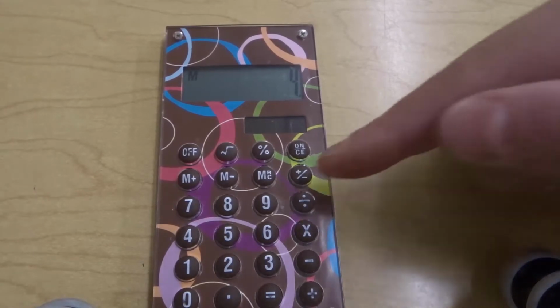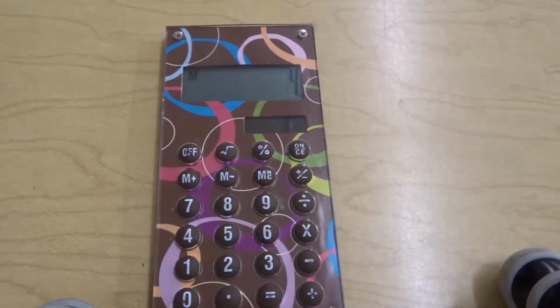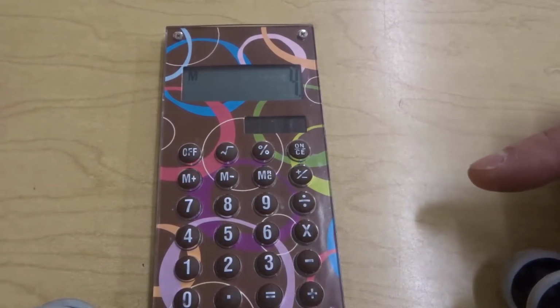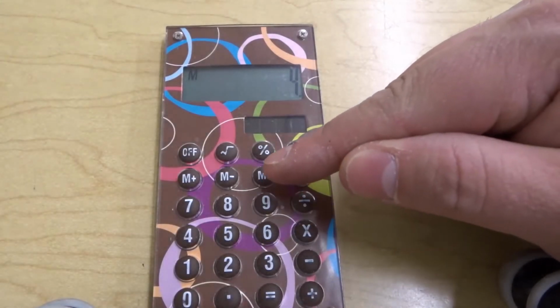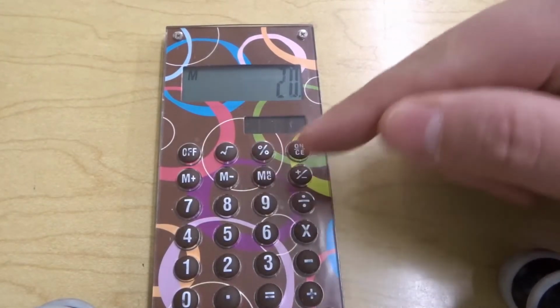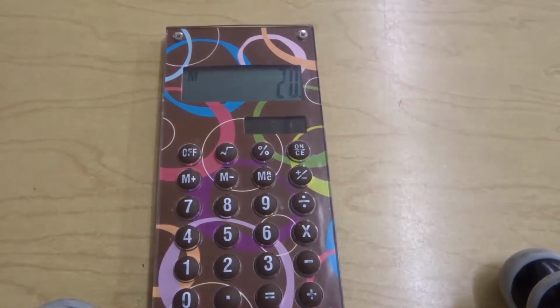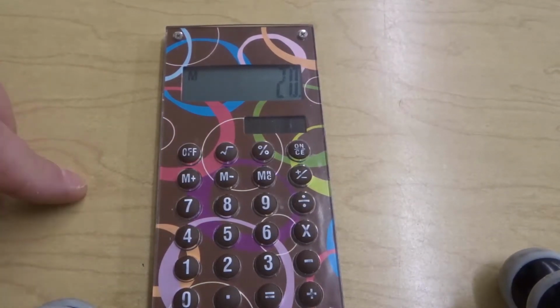Now, if you look over here, MRC is for memory recall or memory clear, okay? In some calculators, you're going to have 2 separate buttons. In this one, it's just 1 button. So if I push the memory recall button, okay, you can see 20 pops up because that was stored in the memory. That's the number that was stored in the memory. So I recalled the number that was stored in the memory, okay?